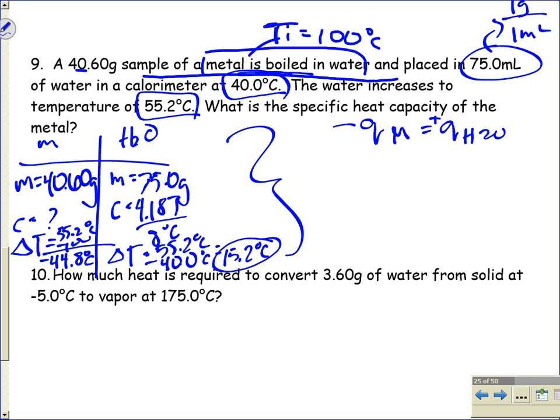So I can't do anything with Q, because I don't have either Q. But I could actually solve for the water's Q if I really wanted to. I prefer just to set mcΔT equal to mcΔT and then go with the flow. So mcΔT equals mcΔT. Which part of this mcΔT stuff am I solving for?